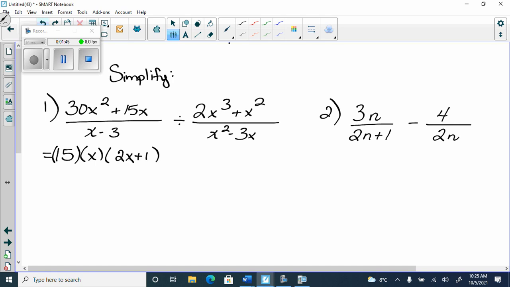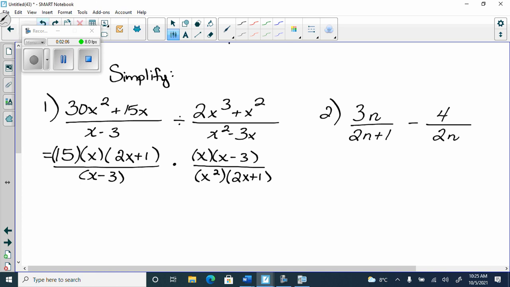I would have got there eventually. I would take out my 3, then I would take out my 5, then I would have got to my 15. So it would have been fine. I just would have had double steps. x minus 3. And then times, they flip, so I get an x and an x minus 3. And then I can take out an x squared, and I'm left with 2x plus 1.